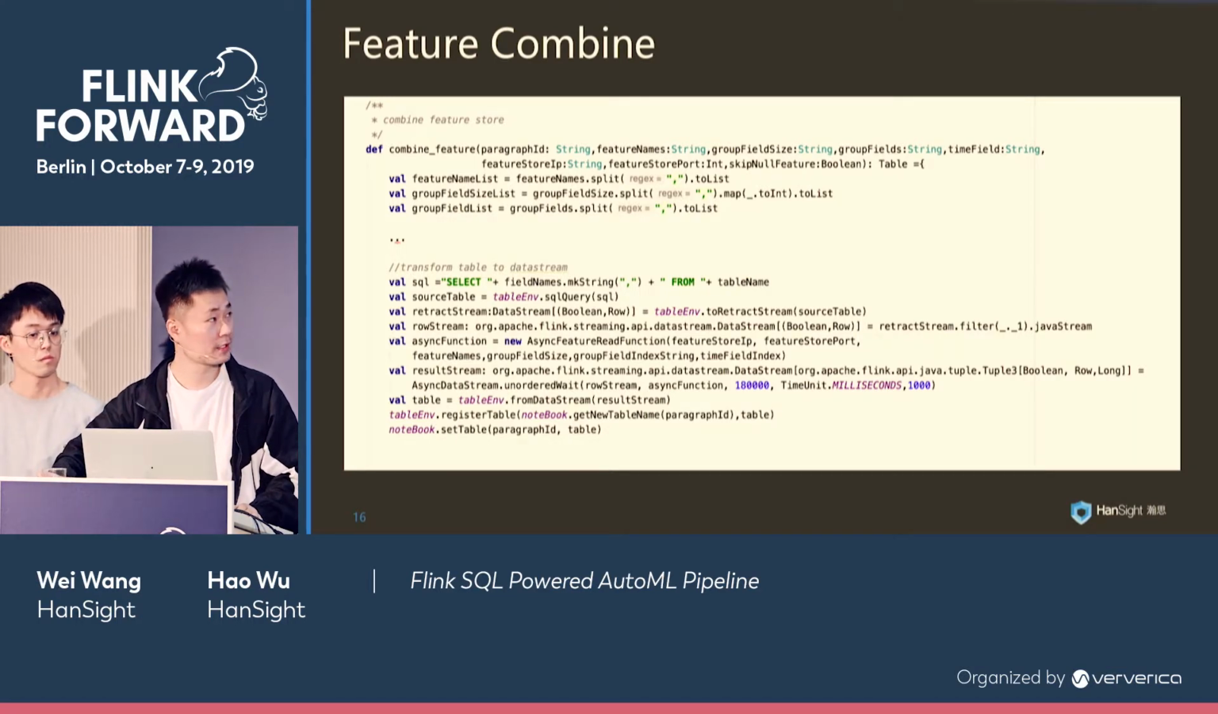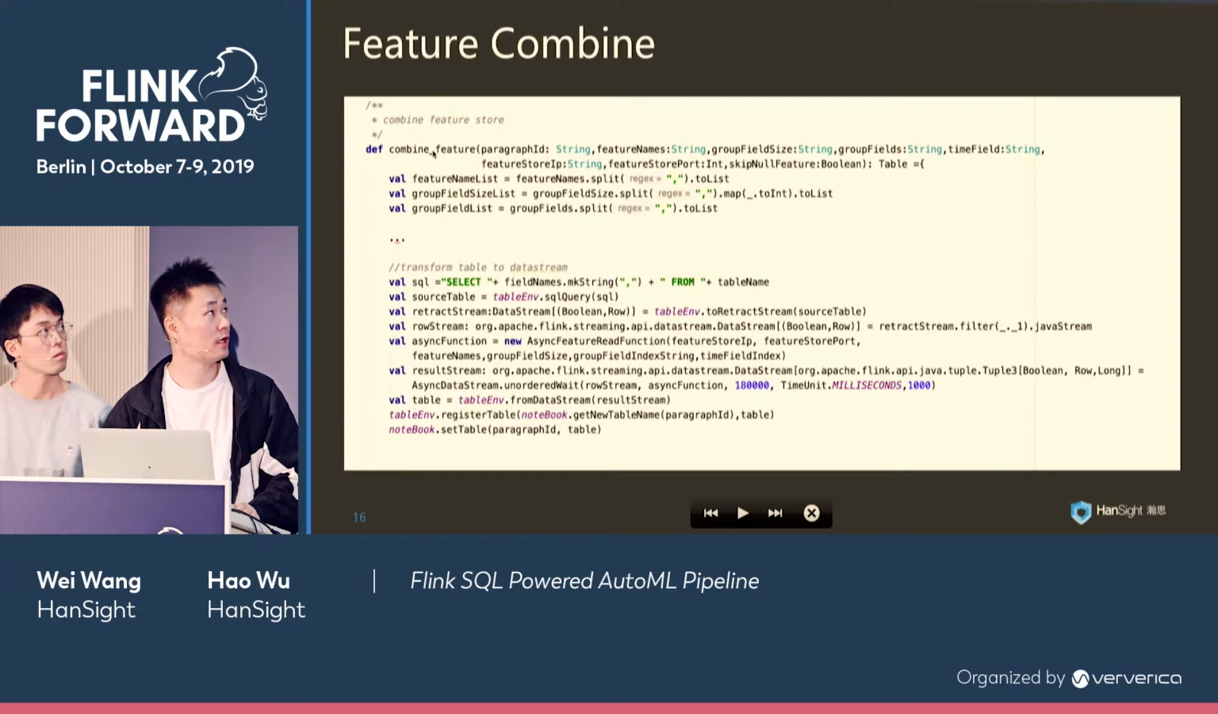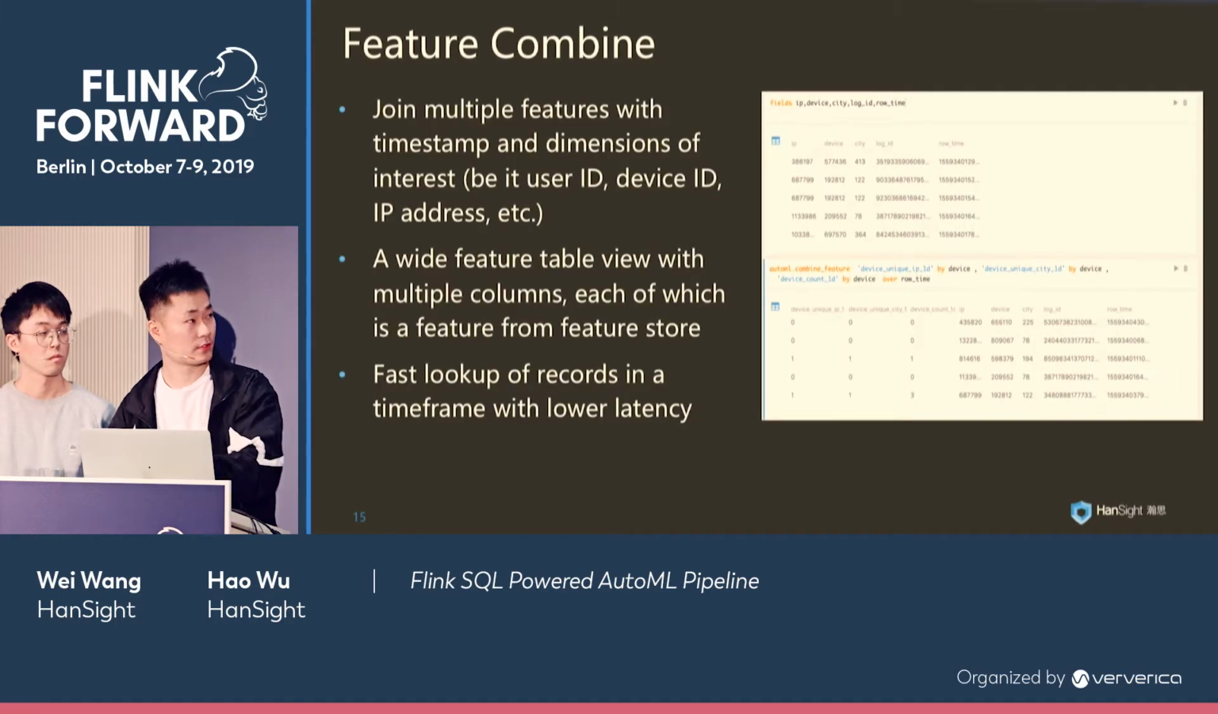Here, as you can see, we have a Scala function. This is a UDF called combine features, and you have to specify all those arguments in it. So the first one, paragraph ID. The paragraph ID corresponds to all those two paragraphs.